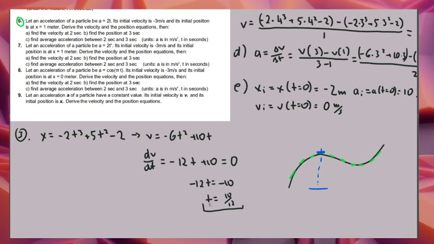So what I have to do from here is, it follows that Vmax is V at t equals 10/12. So I plug that into my expression. I'm going to have minus 6 times 10/12 squared plus 10 times 10/12. And whatever I get out of this would be the maximum value of the function.